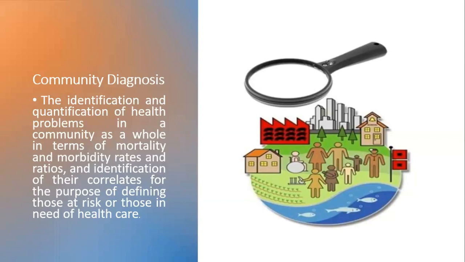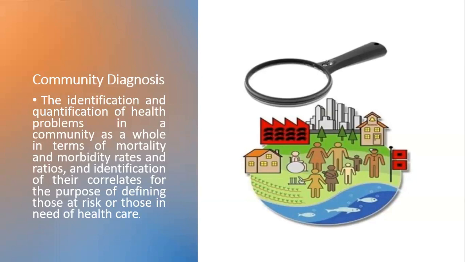We have discussed in detail about mortality and morbidity. Mortality is something related to death. Morbidity is something which is affecting your lifestyle, which is causing some certain amount of limitation to your daily activities. So this quantification will be in terms of mortality and morbidity rates and ratios, and identification of their correlates for the purpose of identifying those at risk.